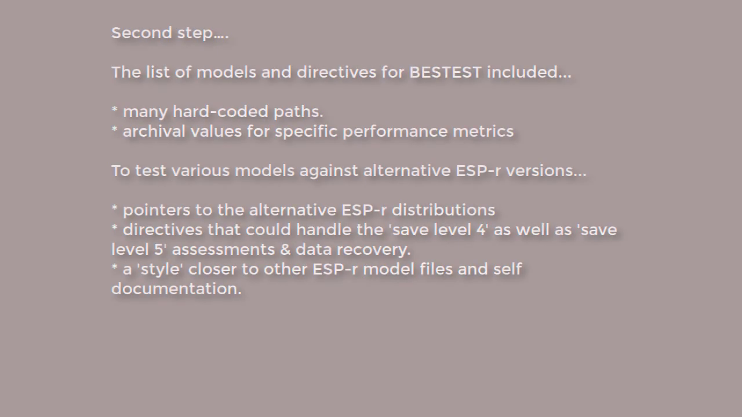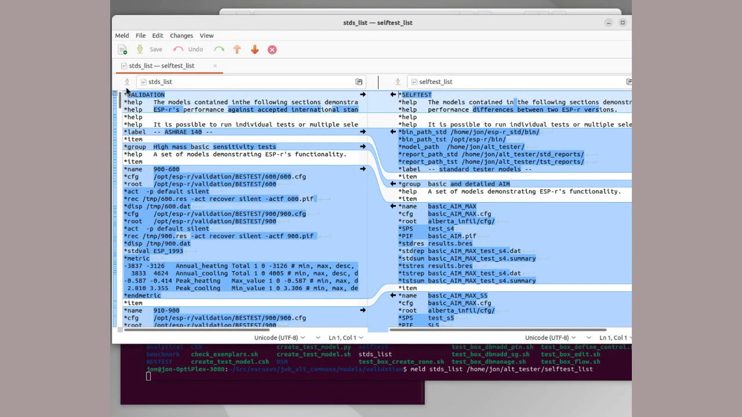Next sort of thing is the list of the models and directives that's in BESTEST. There are a lot of irritants within that file format, and we need to do a slightly different kind of test within a tester equivalent. So on the left is the BESTEST thing, and here on the right is an evolution of it in terms of what might work for tester.